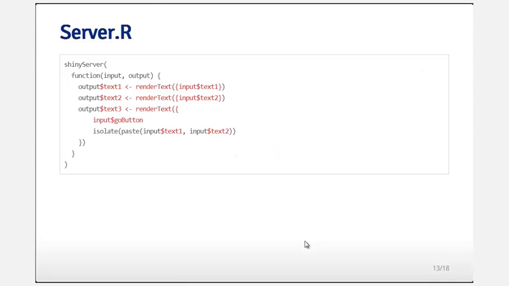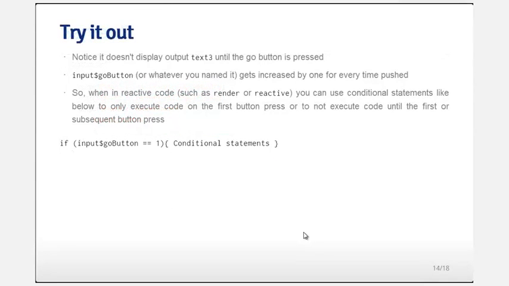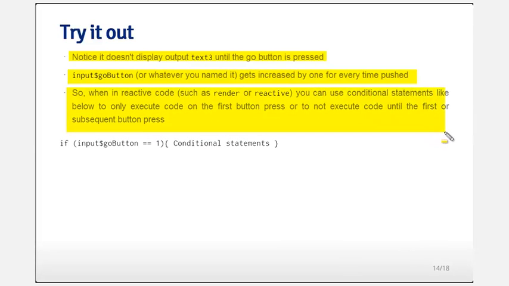And let's see, I have another example here. Let me just discuss what we saw. It doesn't display text 3 until the go button is pressed. The variable input$goButton gets incremented every single time you press the button. So you can actually use that to create conditional statements, sort of like if go button equals 1, then you could say you've pressed the button once.